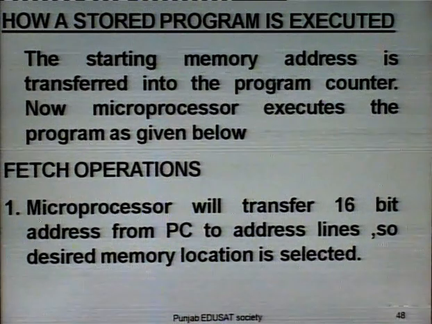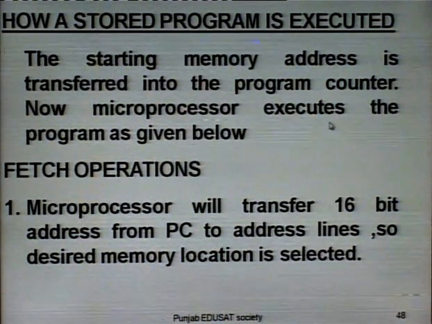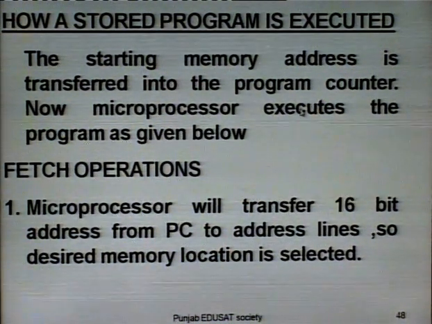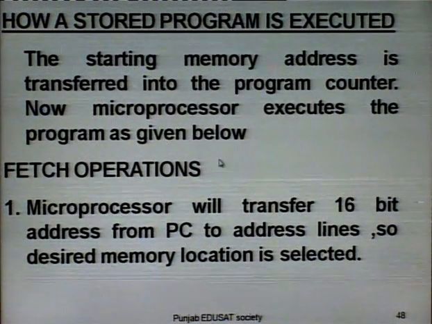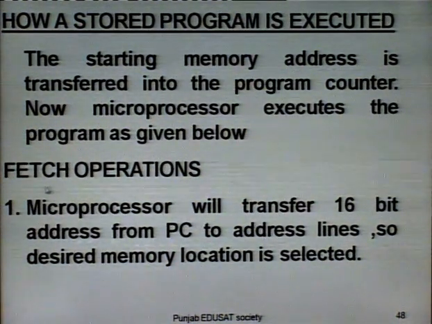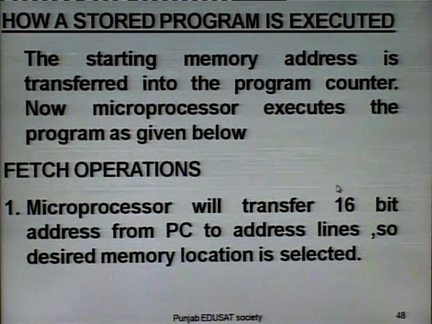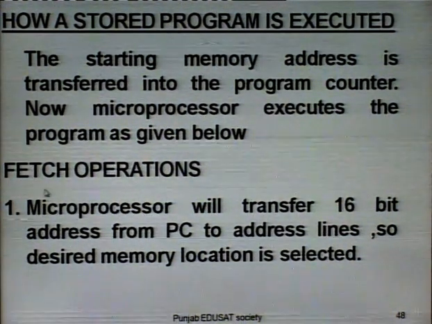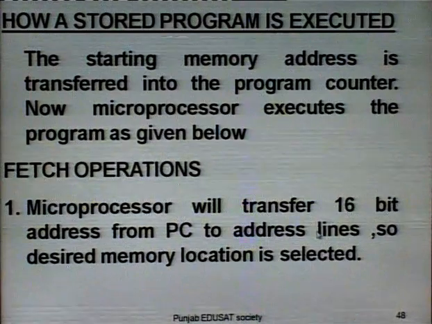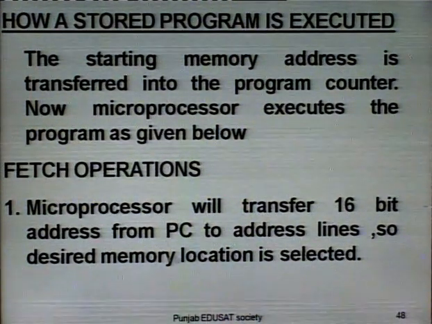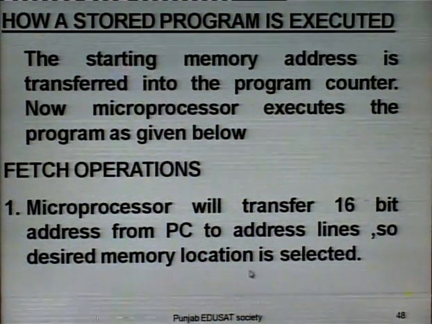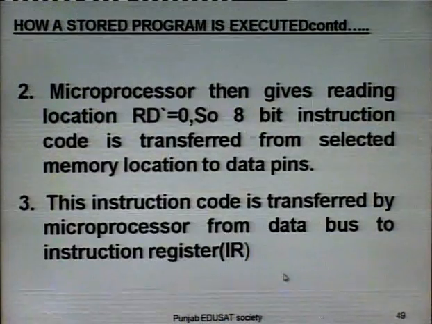How a stored program is executed. The starting memory address is transferred into the program counter. Now the microprocessor executes the program as given below. It is divided into 2 parts: one is the fetch operation, the other is the execution operation. In the fetch operation, the microprocessor transfers the 16-bit address from the program counter to the address lines. So the desired memory location is selected.